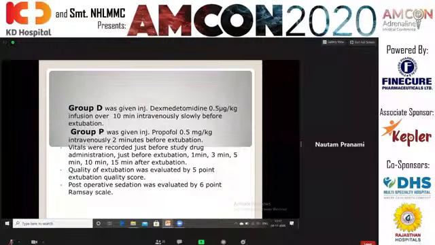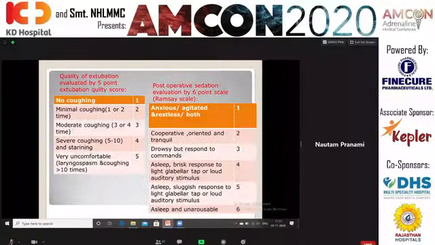Group D was given injection dexmedetomidine 0.5 microgram per kilogram infusion over 10 minutes IV slowly before the extubation, and group P was given propofol 0.5 milligram per kilogram IV 2 minutes before the extubation. Vitals were recorded just before the extubation, and 1 minute, 3 minutes, 5 minutes, 10 minutes, and 15 minutes after the extubation. Quality of extubation was evaluated by the 5-point extubation quality score, and post-operative sedation by the 6-point Ramsay scale.